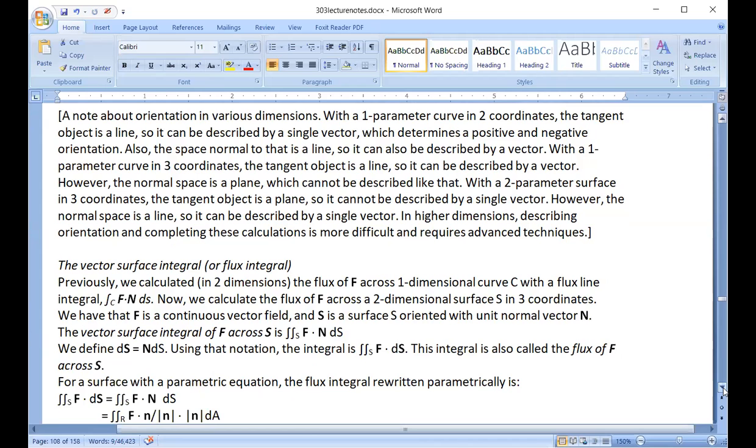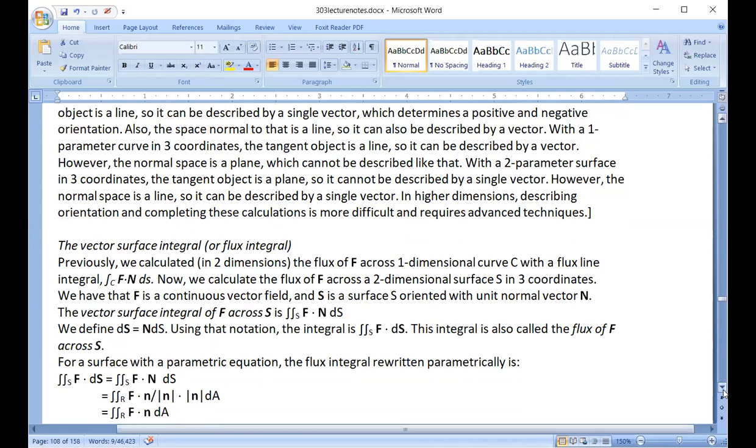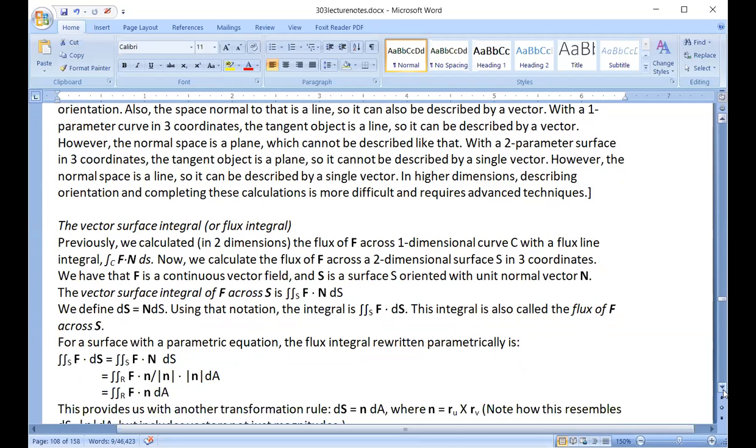That stuff cancels, and you get the integral over the region, where now everything is expressed in parameters, of vector field F dot normal vector n, little n, dA. And so this provides us with a transformation rule for how we can calculate our flux integrals. We know that d of bold S is just normal vector n dA, and we know how to calculate normal vector n.